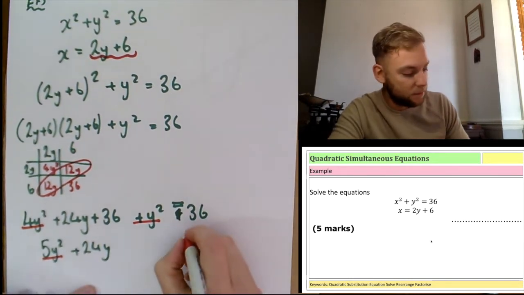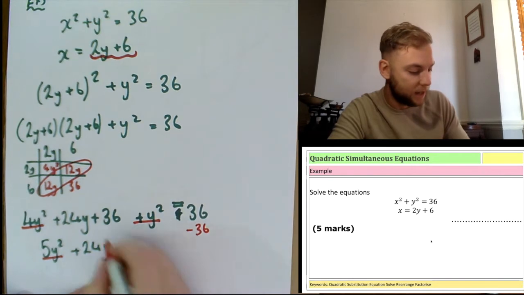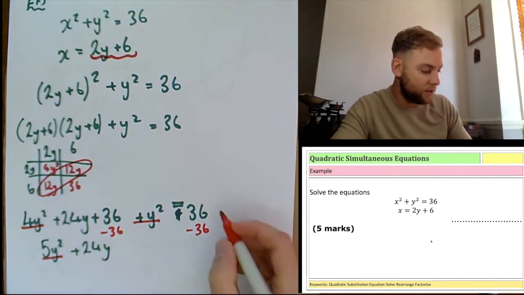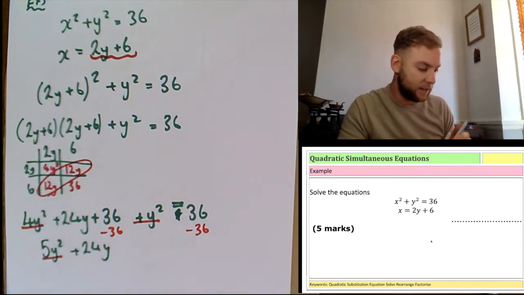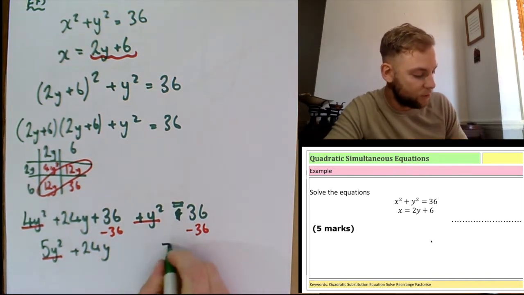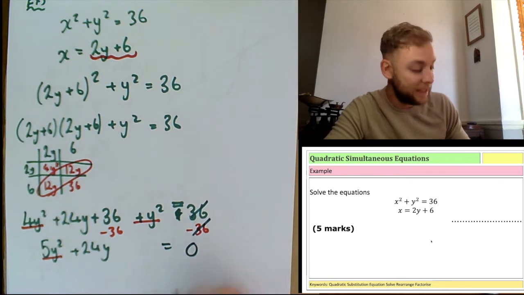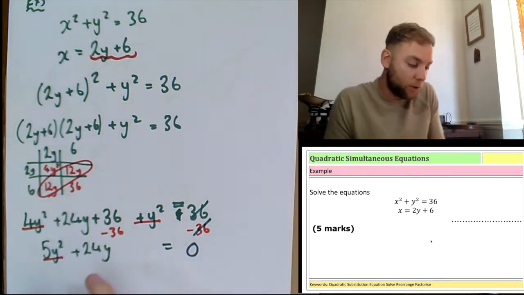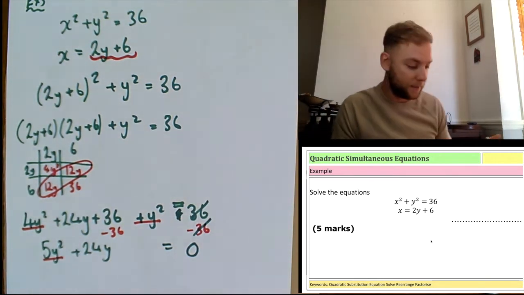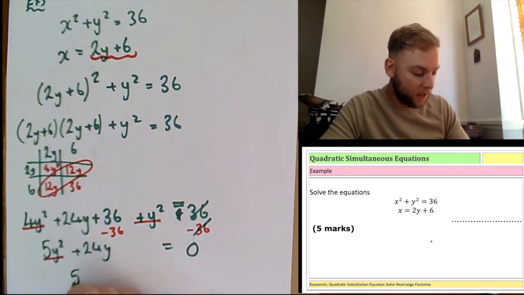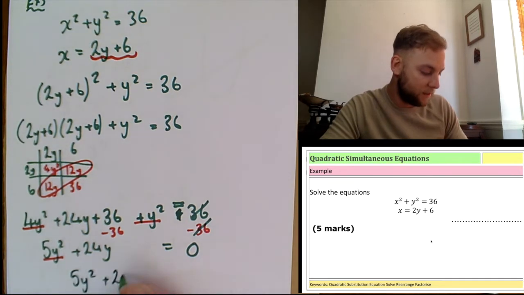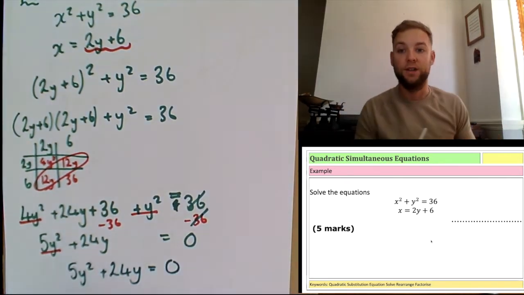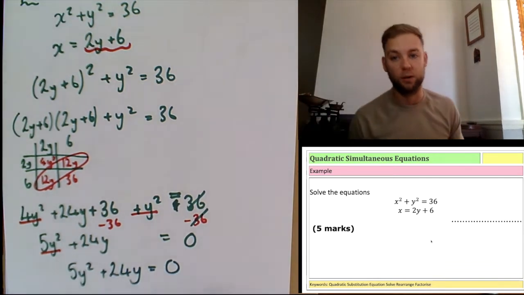But now I need to minus the 36 from this side and minus 36 from this side. The reason I'm minusing 36 from both sides is to make this equal to 0. So let's think about this first side first. When I minus 36 from here, it is equal to 0. But when I minus 36 from this side, I also end up with nothing as well. So I'm just left with 5y squared plus 24y is equal to 0. And now I've got an equation that's equal to 0 that I can solve.